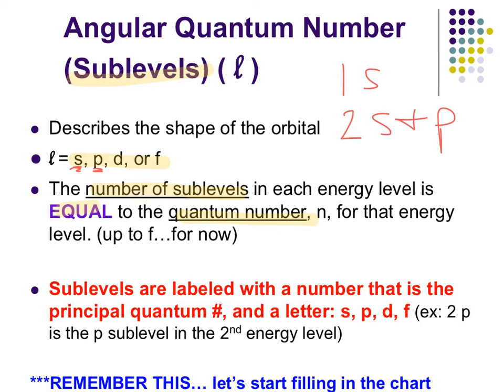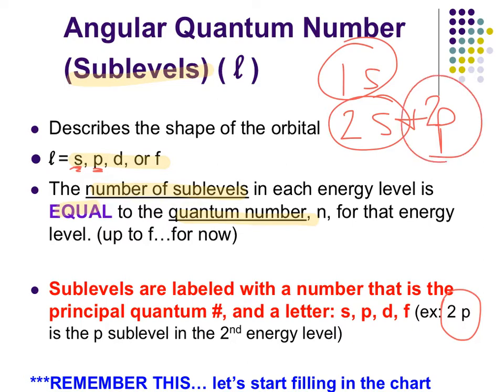When we write out the electron configurations in a bit, we're going to combine the energy level and the sublevel. So we could actually write 1s as an orbital, 2s as an orbital. I would want to also write this as 2p to represent the orbital. You always combine the principal quantum number and the angular quantum number to represent a more precise orbital.